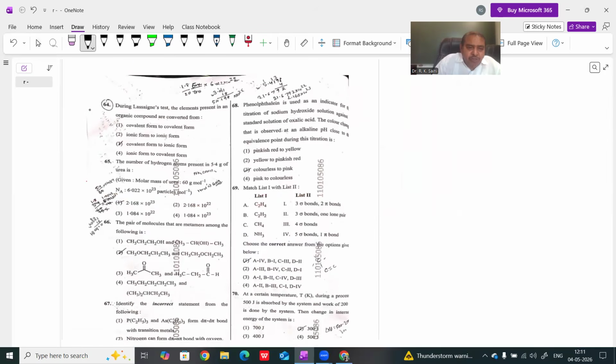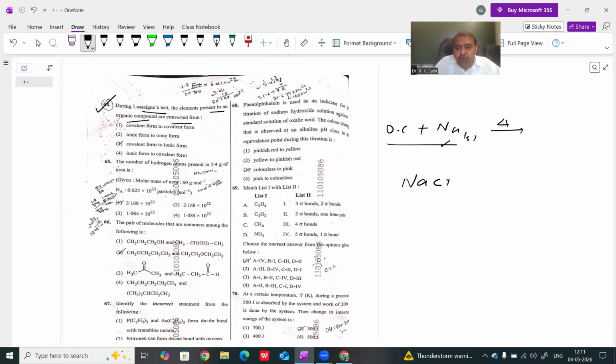This question is also taken from qualitative analysis. During the Lassaigne test, the elements present in an organic compound are converted into... In the Lassaigne test, the organic compound is taken in an ignition tube with sodium metal, solid sodium metal, and strongly heated. Therefore, the organic compound changes into an ionic compound of sodium.